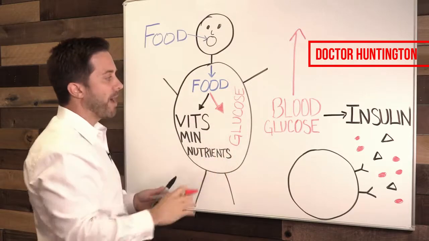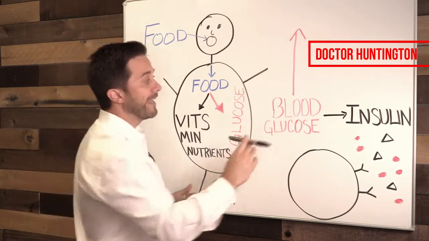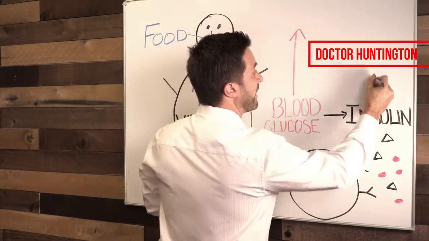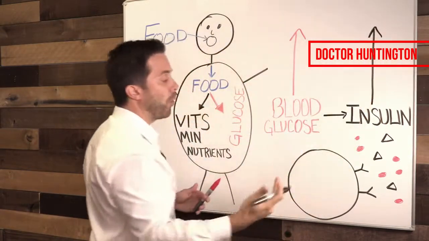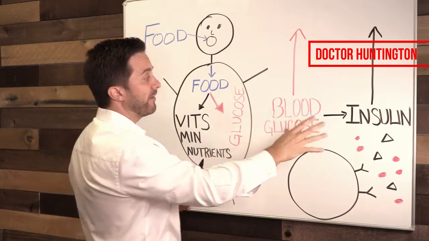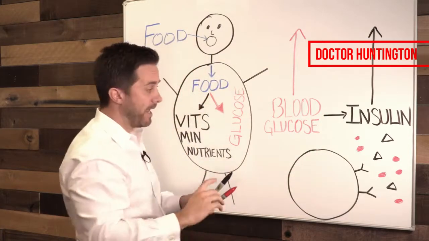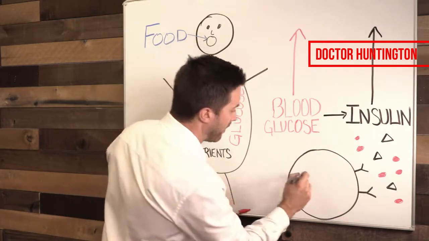Now, in response to that rise in blood sugar, your body secretes insulin. So there's an increase in the amount of the hormone insulin in your body. And the purpose of insulin is to push that blood sugar into the cells. And here's how it happens. I've got a cell down here. I'll label it for you.